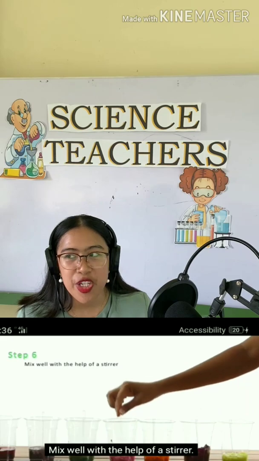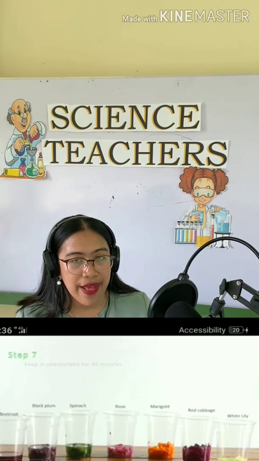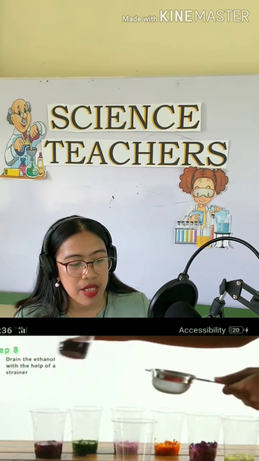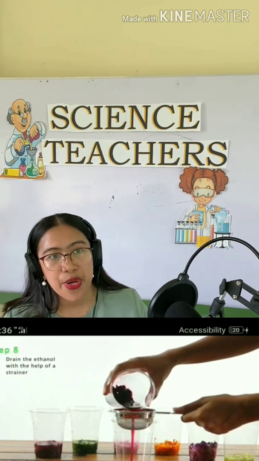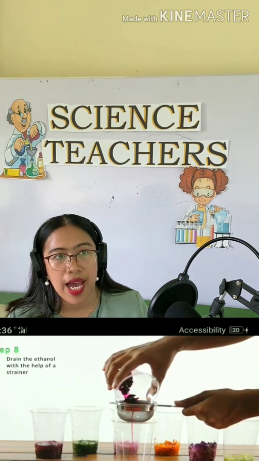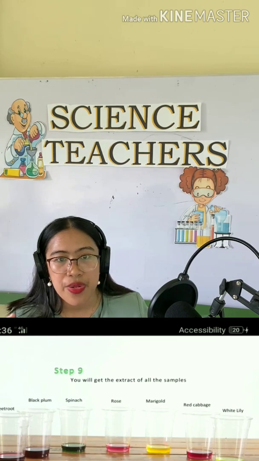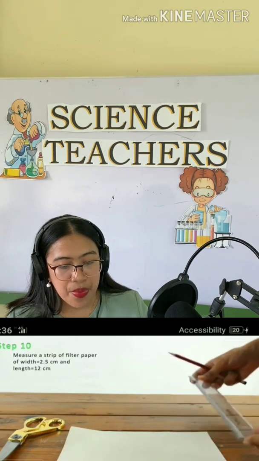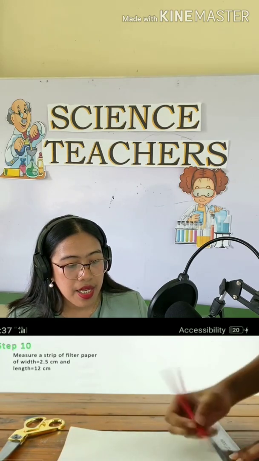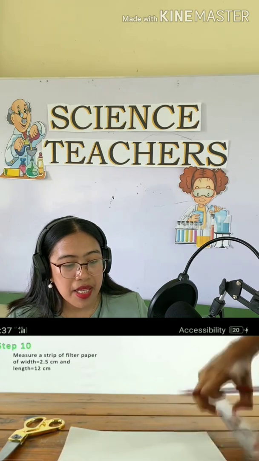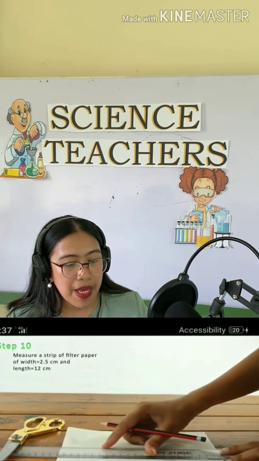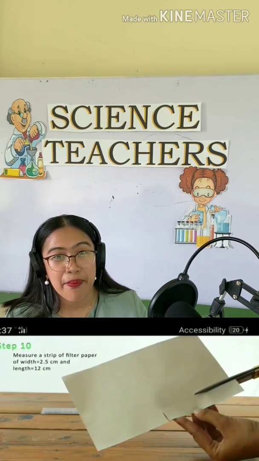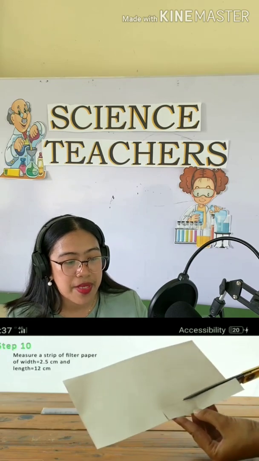Consequently, class, you have to measure a strip of filter paper with a width of 2.5 centimeters and a length of 12 centimeters. As per the activity sheet, it says that we have to use a chromatography paper, but we don't have that specific paper in our lab. So, with the aid of localization, we used filter paper instead. So you have to cut uniform sizes of 7 strips of filter paper, because in our previous experiment, we utilized 7 samples. So we also utilize 7 strips.